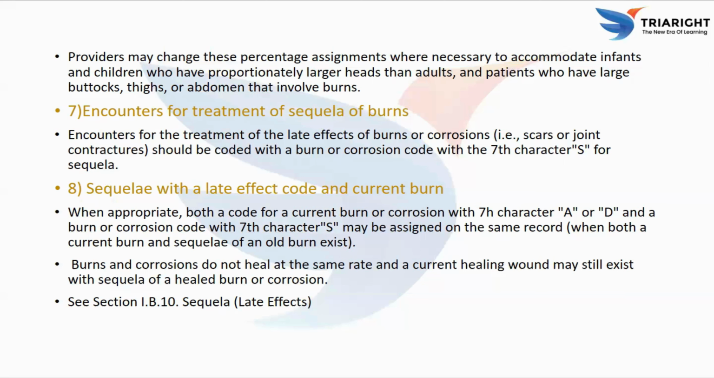Example: a patient has a healing burn on the leg, which is the current burn, and also an old burn scar contracture on the arm, which is the sequela. So you code the leg burn with either the initial or subsequent encounter seventh character, and for the arm burn sequela you assign S. Why does this rule exist? Because burn healing is uneven. One area may still be healing, while another area may already have permanent damage. So current injury and old damage can coexist, and you can code them together in a medical record.